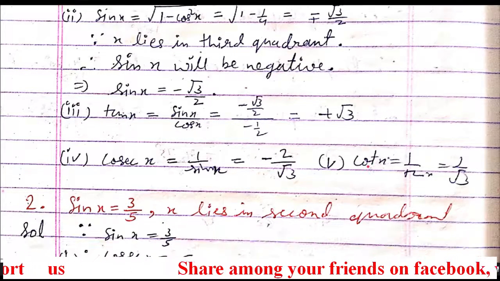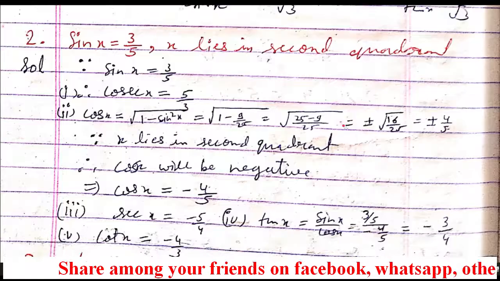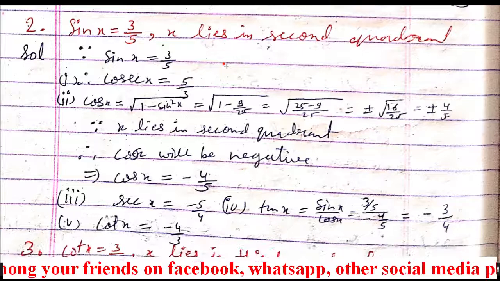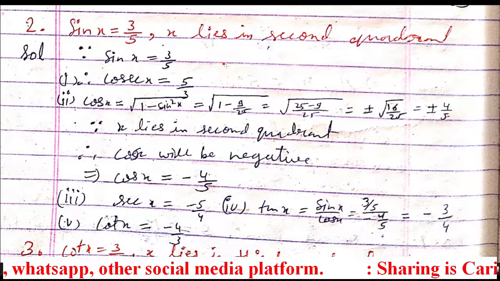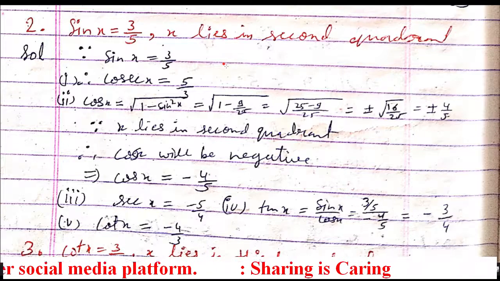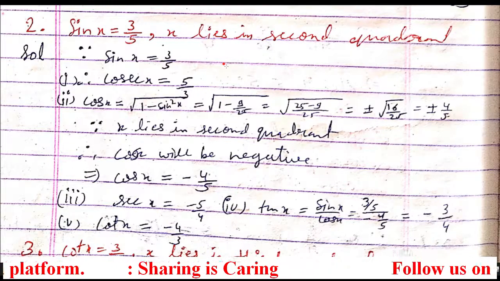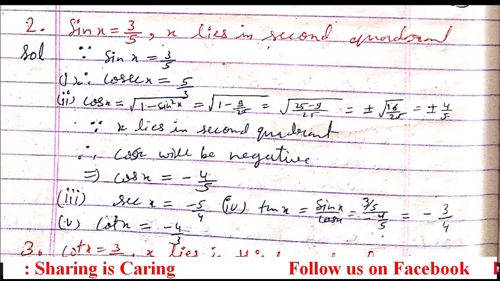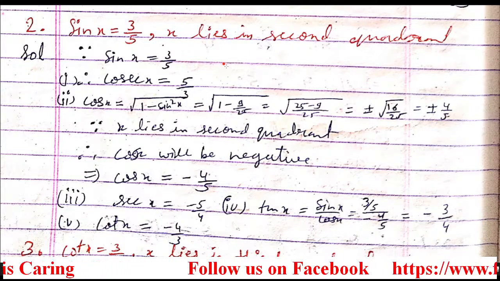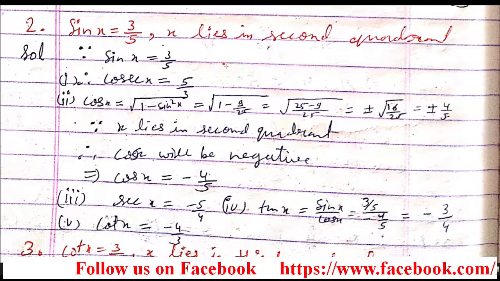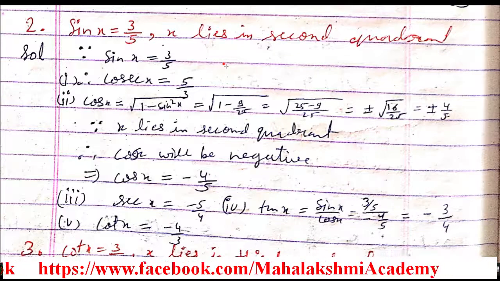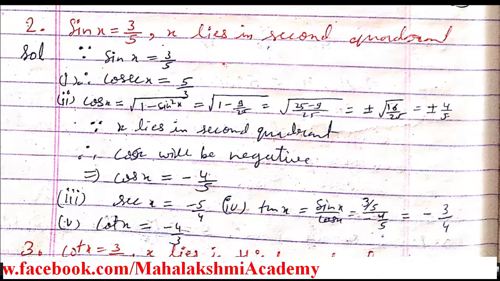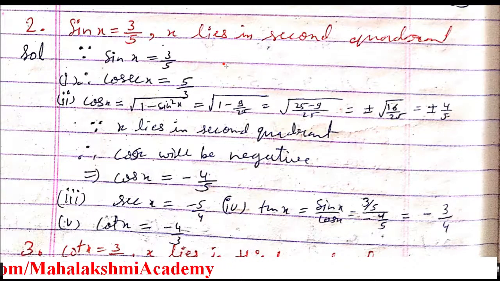Now students, in my previous video I already explained where the quadrants are, from where to where the angle measures in each quadrant, and which trigonometric functions are positive in which quadrant. I explained everything in my previous video. So I request you that before doing this exercise 3.2, once go through my previous video so that the quadrants and the signs of trigonometric functions will be clear to you.